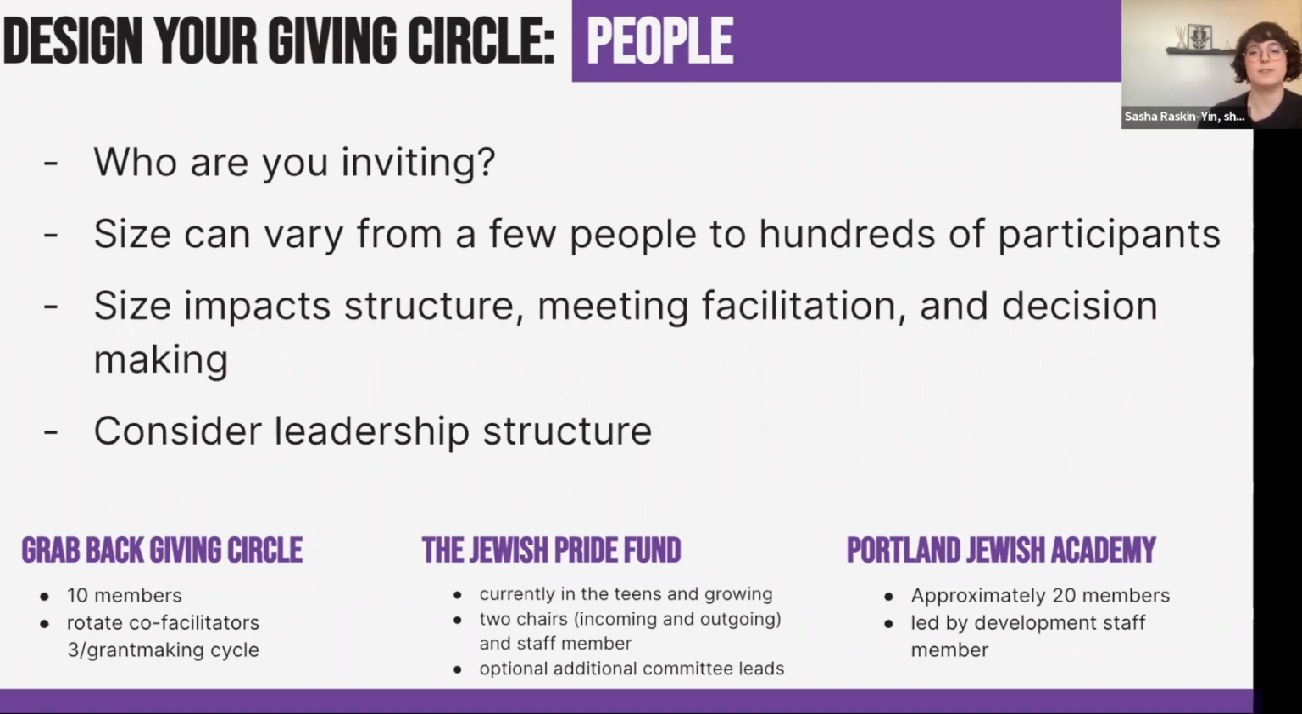Our featured giving circles have a range of structures for their leadership. Grab Back Giving Circle has a rotating set of 3 co-facilitators for every grant making cycle. The Jewish Pride Fund has 2 co-chairs at any time, an incoming and outgoing chair, as well as a staff member. And the Portland Jewish Academy is led by staff. If your giving circle will be held entirely in the hands of a staff member, we do also encourage putting everything in writing so that if there are transitions, there's a way to transition seamlessly.